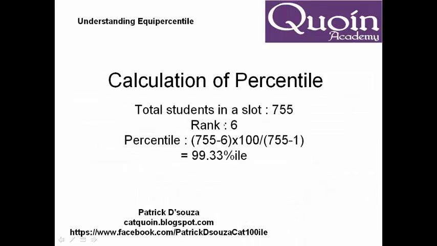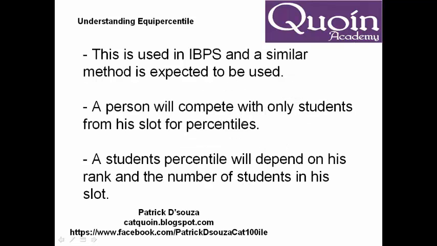So net, if you use the formula for 755 students and rank 6, the percentile will be 99.33. Obviously, the number of students is much higher than this, so the difference in percentile between the slots may not be so much for people of the same rank. Also, for 6 rankers, the percentile will be much higher than the given 99.33. This is what is used in the IBPS exam and is expected to be a similar method used in the CET. Understand this: you are competing only with students from your slot and not from other slots for percentile.